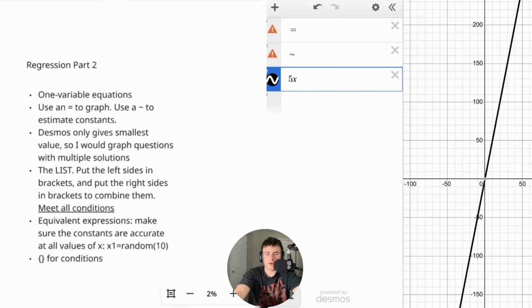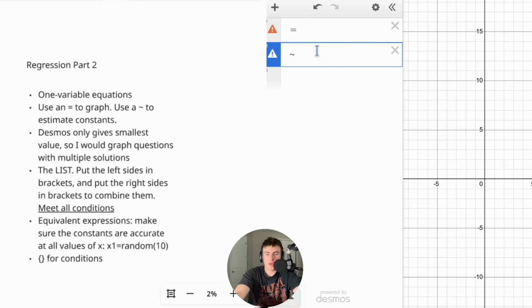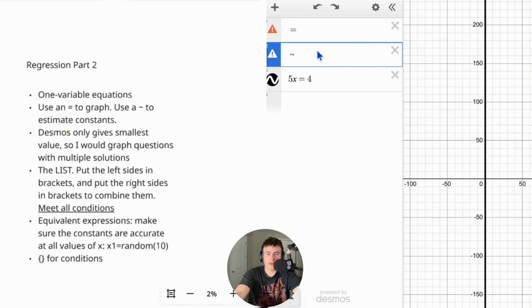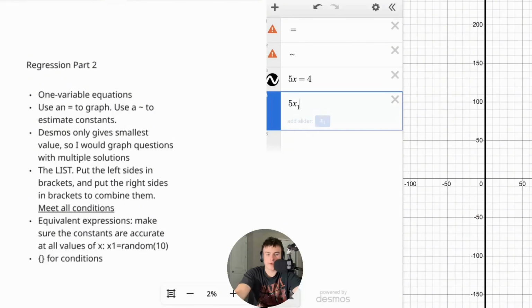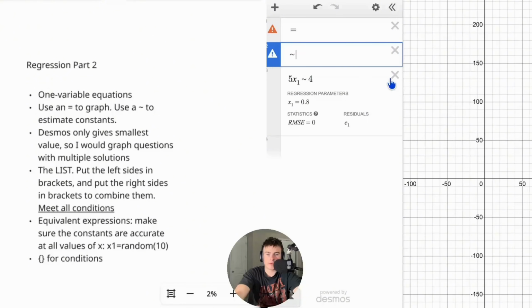For example, 5x equals 4. It'll graph your solution. A tilde will not graph it. It will estimate constants. So for example, let's bring that equation back again. If I did 5x tilde 4, it's going to solve for that same solution, but it's not going to graph it. The graph is from here. So if you have an equal sign, that is for graphing. If you have a tilde, you're estimating the constants.